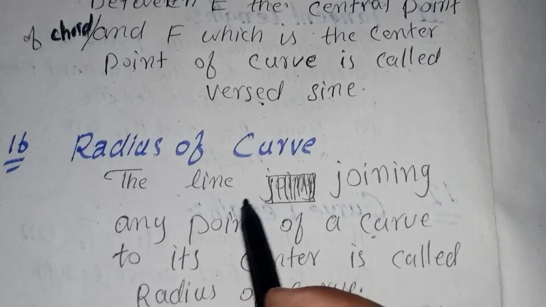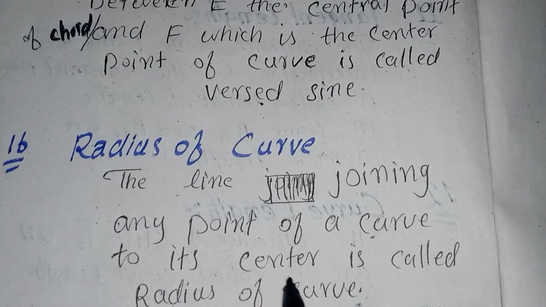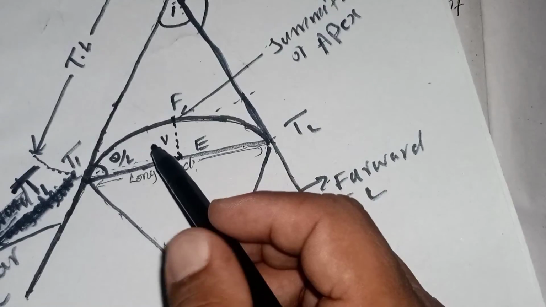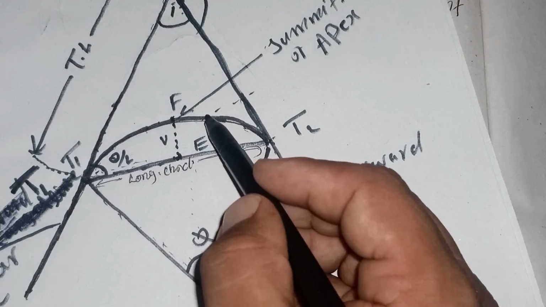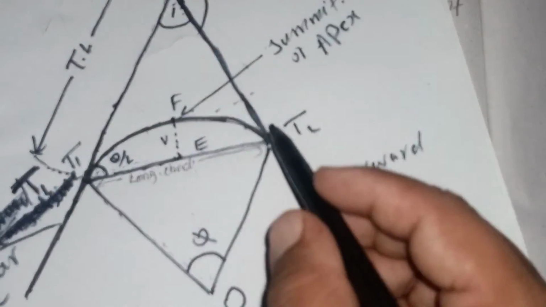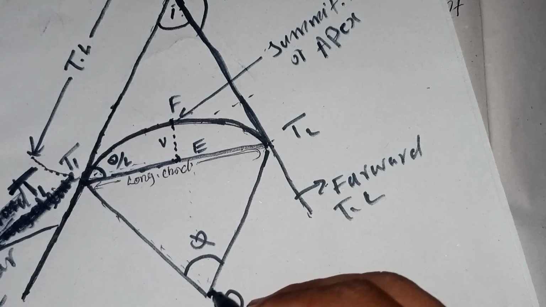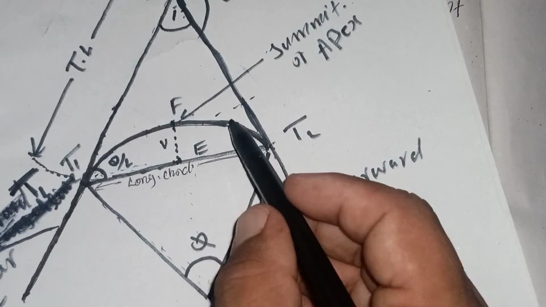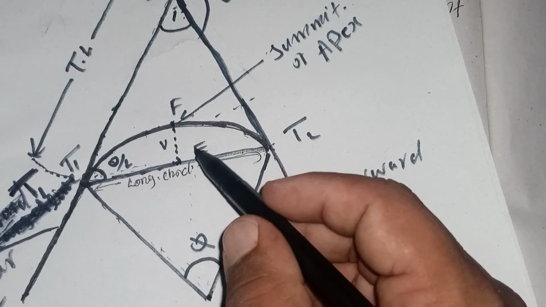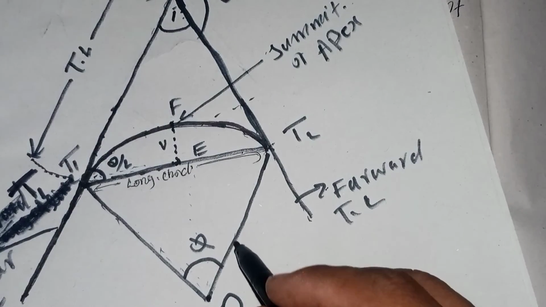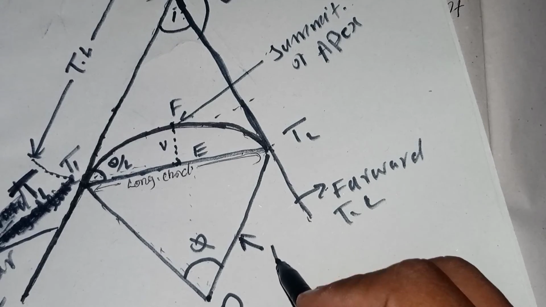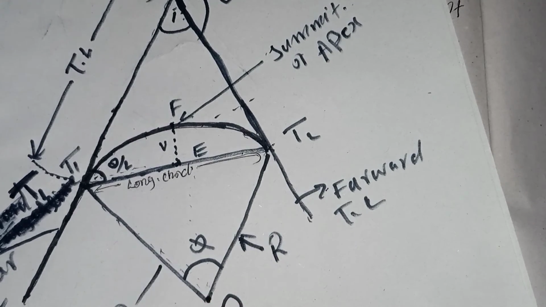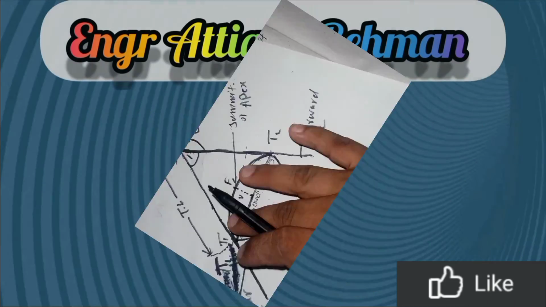16, radius of curve. The line joining any point of a curve to its center is called the radius of the curve. It means that any point of this curve, it can be here or here, joined to the center is called a radius of the curve. Suppose this is the center of this curve, and the line we join from any point of this curve to the center is called a radius. So this is a radius, which I have to write here, denoted by r, and this is also the radius. So I hope that your concept is clear.